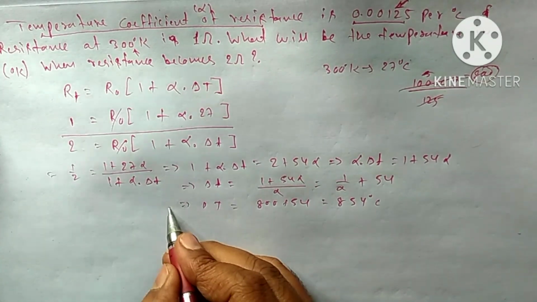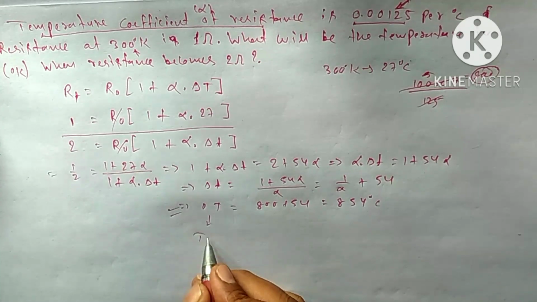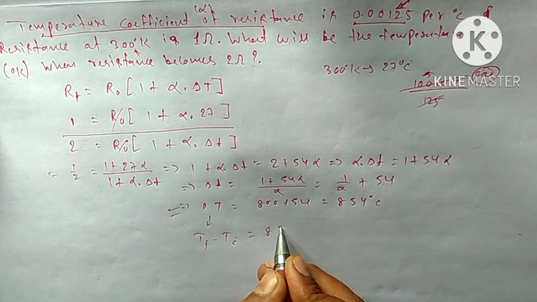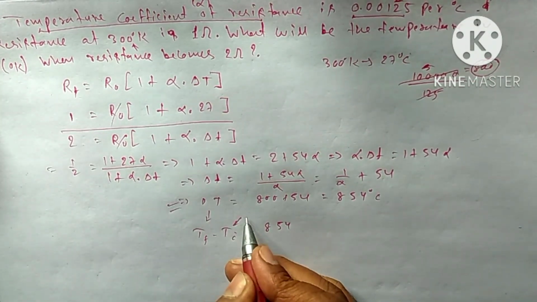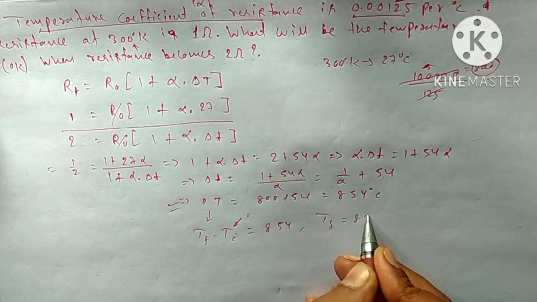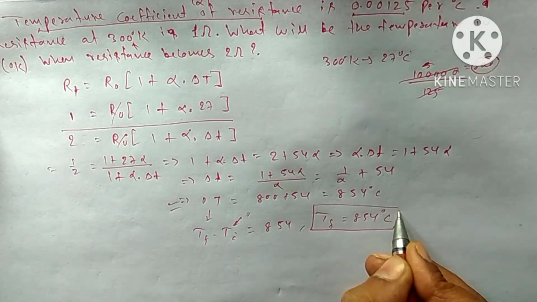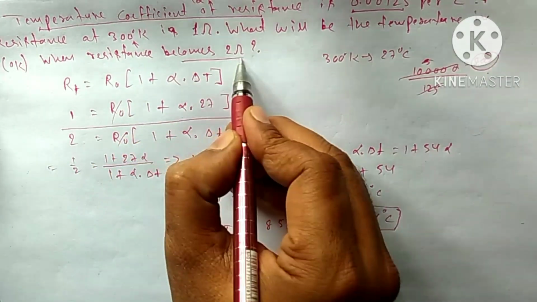That is the change in the temperature. We know that the change in temperature is the final temperature minus the initial temperature, that is 854. And here it is given that initially we take the value of 0, so the final value is 854 degree Celsius. That is the final value of temperature when the resistance becomes 2 ohm.